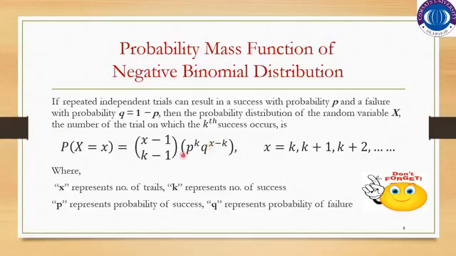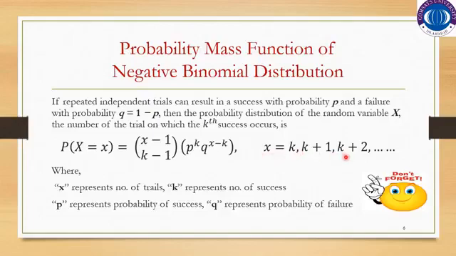Probability mass function of negative binomial distribution, as it is a discrete distribution. So, if repeated independent trials can result in a success with probability p, and a failure with probability q, as we already learned in binomial distribution, then the probability distribution of the random variable x, the number of the trial on which the kth success occurs, is P(X = x) = (x minus 1 choose k minus 1) p raised to power k q raised to power x minus k, where x is equal to k, k plus 1, and so on.